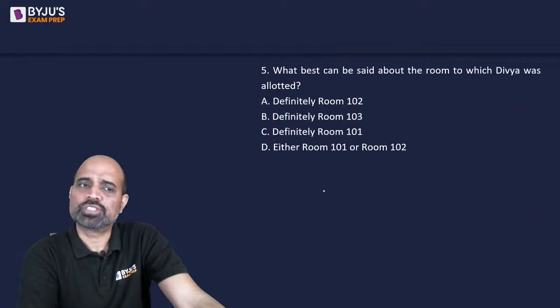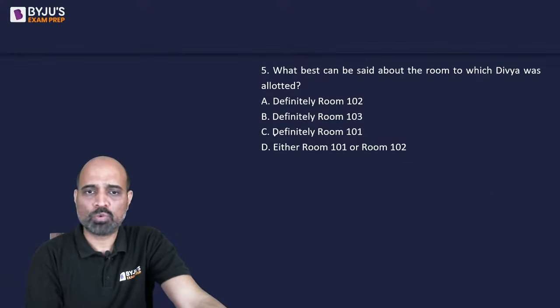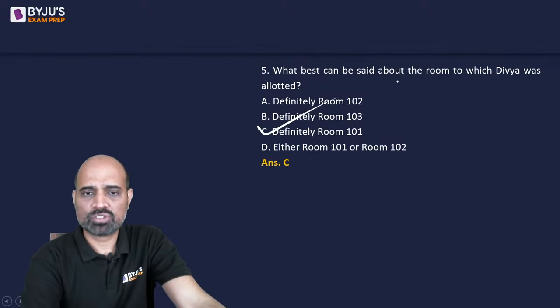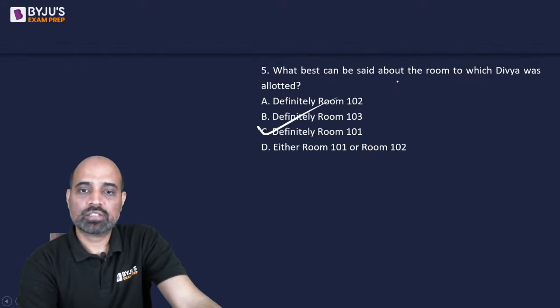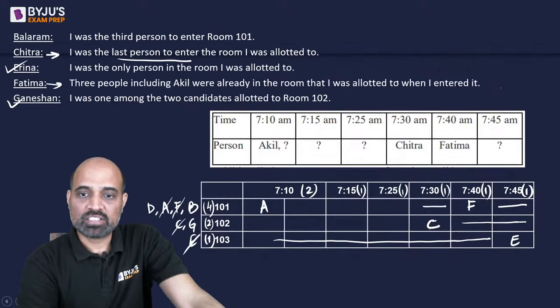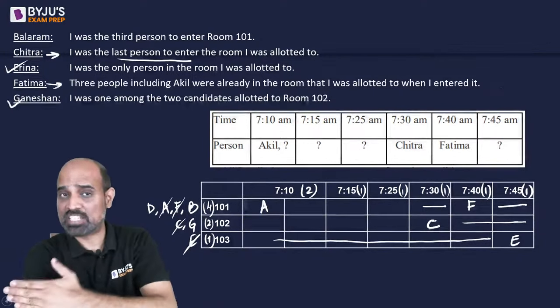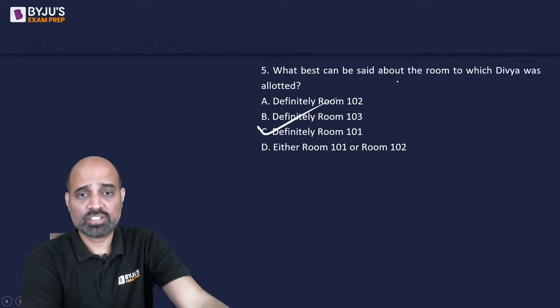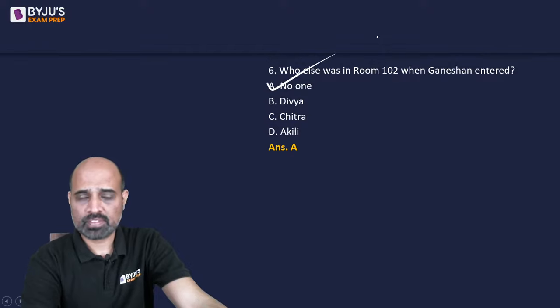Okay, let's look at the questions. What best can be said about the room to which Divya was allotted? Divya was allotted room number 101, right? So the answer is C. Who was in room 102 when G entered? When G entered, there was nobody in room 102, because G was the first guy and C, Chitra, was the second person, right? So when G entered, there was nobody there.